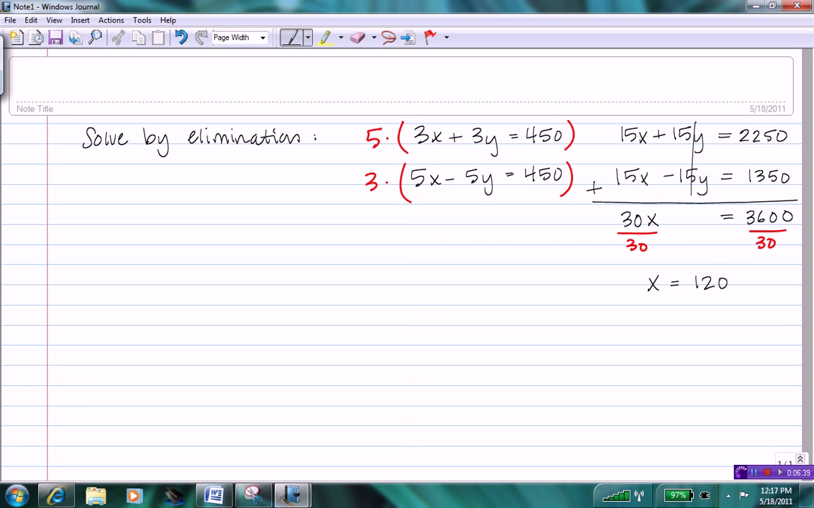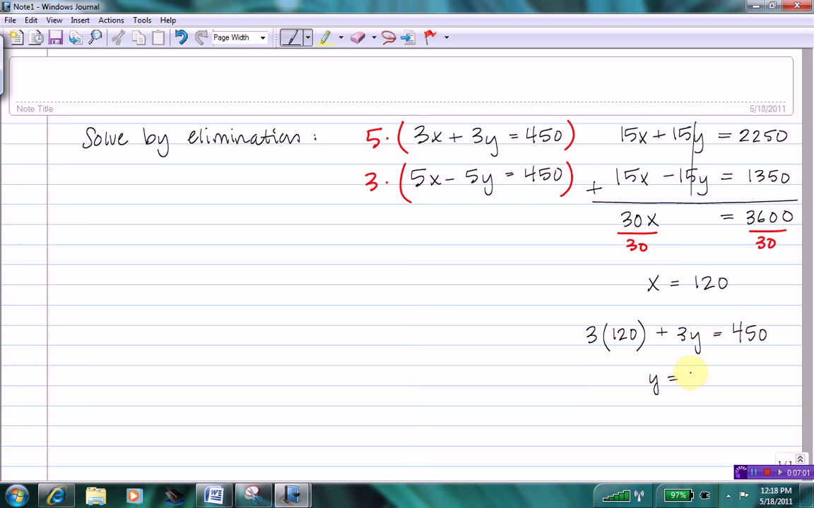Now if I go ahead and substitute the x equals 120 back into either one of these equations, for example, I'll just go ahead and stick the 120 for x back into the first equation. And I solve for y, I end up getting y equals 30.